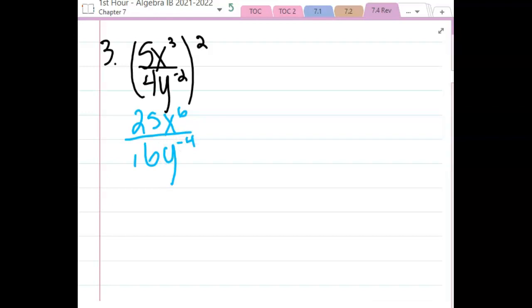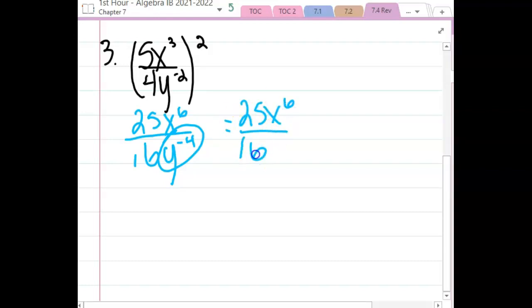And the last thing we'd want to do here, you wouldn't ever want to leave your answer with a negative exponent. And remember, the 16 and the y, they're not attached. They don't have to go together. The only thing you're going to move is the y. So the 25x to the 6th over 16, that stays, but the y moves up to the numerator.